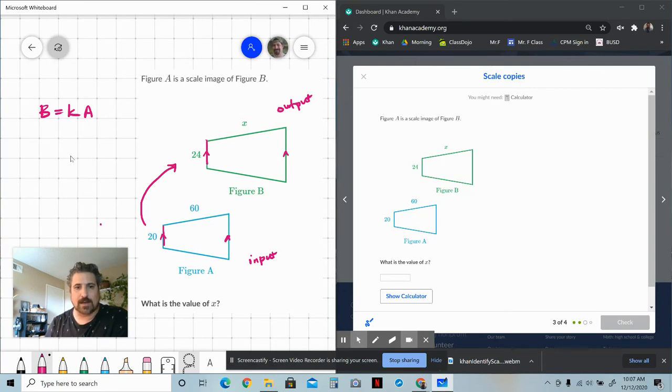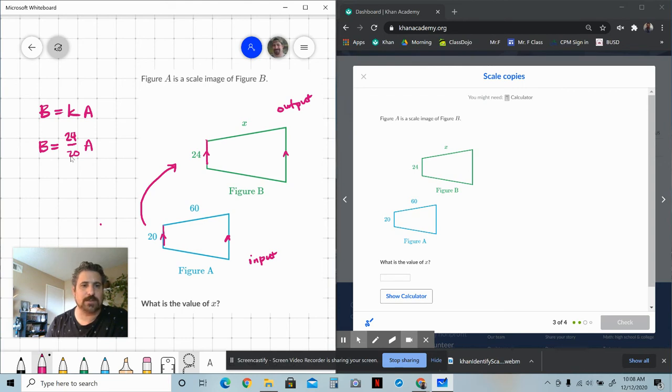So our scale factor is going to be B is equal to 24 over 20. So the scale factor is 24 over 20, and then you multiply A by that to get your value of B, right? Input A times output over input, and you get the output. So 24 over 20 is the same as 1 and 4 20ths, which is the same as 1 and 1/5. So really what we're talking about here is B is equal to 1.2 or 1 and 1/5 times A.